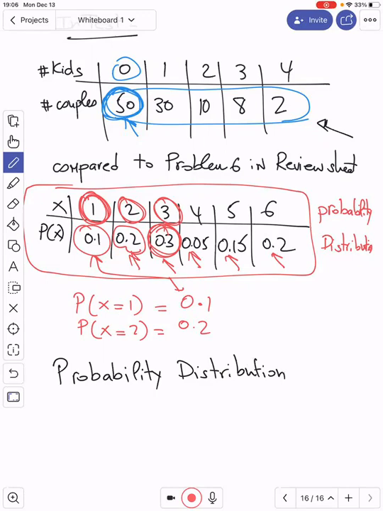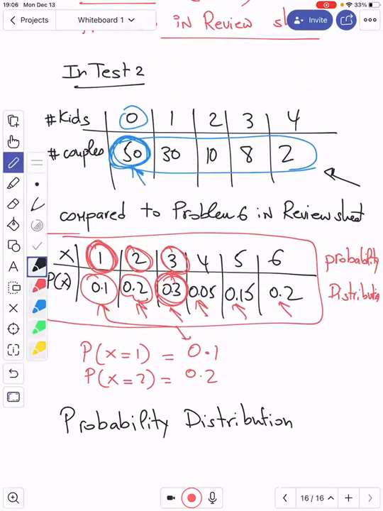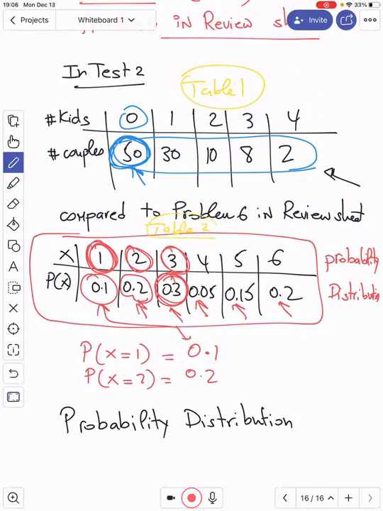So let's say this is table 1. This is my table 1. And here's my table 2. Now we just forget about table number 2, because table number 2 is the probability distribution. Now I need to find the probability distribution of table 1. This table right here, the kids with a number of couples.